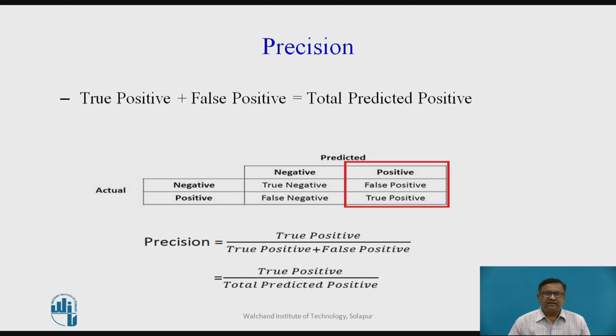So here precision is described. Precision consists of true positive plus false positive, which is equal to total predicted positive. If you look at the table, predicted values are negative, positive, and actual is negative, positive, and the cells are true negative, false negative, and in the positive column false positive, true positive. So precision is true positive divided by true positive plus false positive, which can be called total predicted positive values. So precision is true positive divided by total predicted positive.